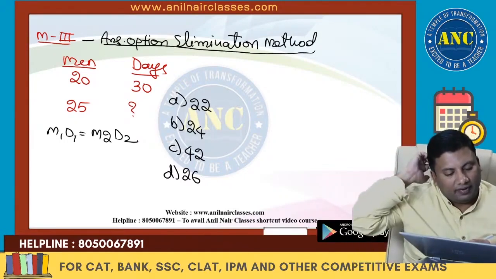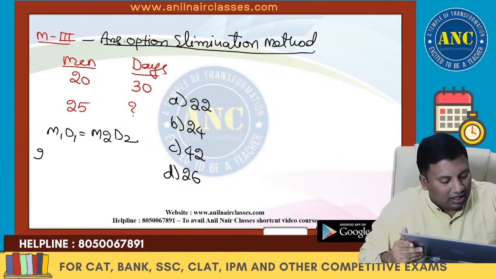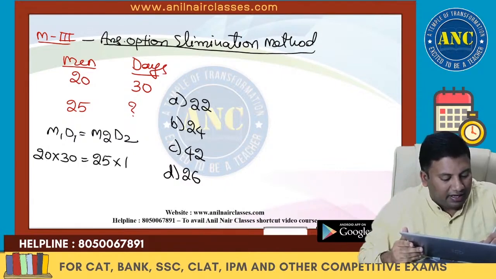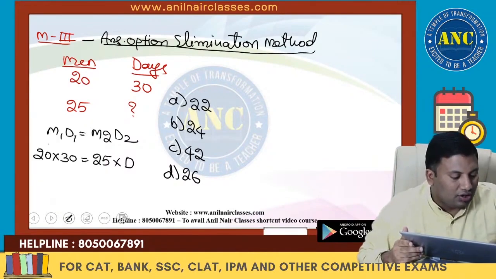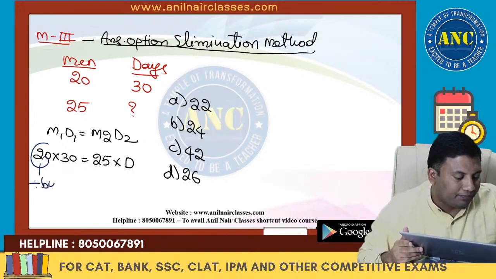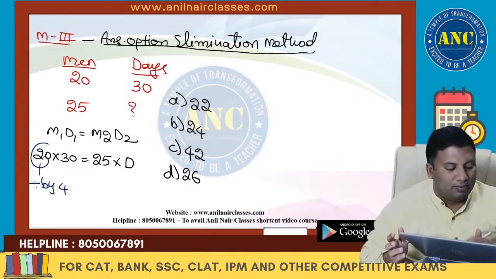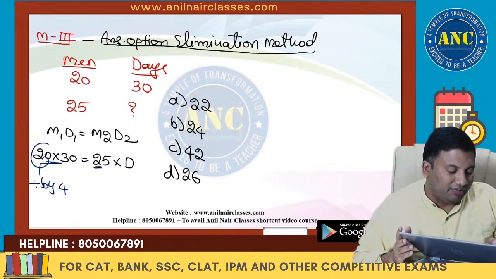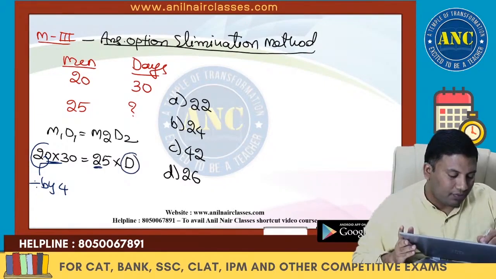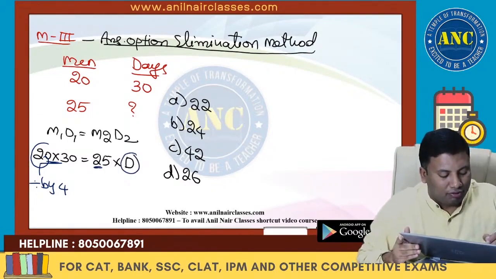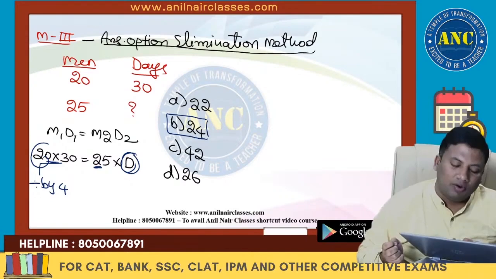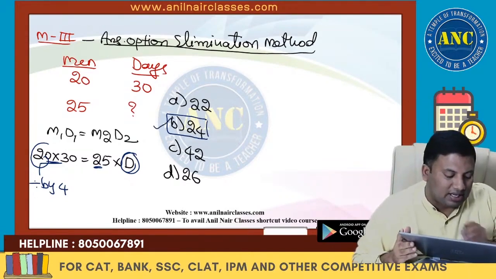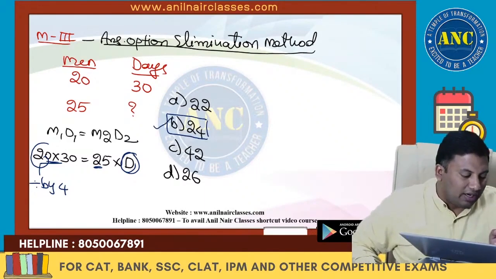20 men can complete a work in 30 days, 25 men. See here, 20 into 30 is nothing but 25 into D. Now if you use your common sense and observe closely, 20 is divisible by 4. The left hand side is divisible by 4. 25 is not divisible by 4. The right hand side should be divisible by 4, so D should be divisible by 4. Are you all with me? So 24 is the answer. Just by looking at the question itself, you will get the answer.